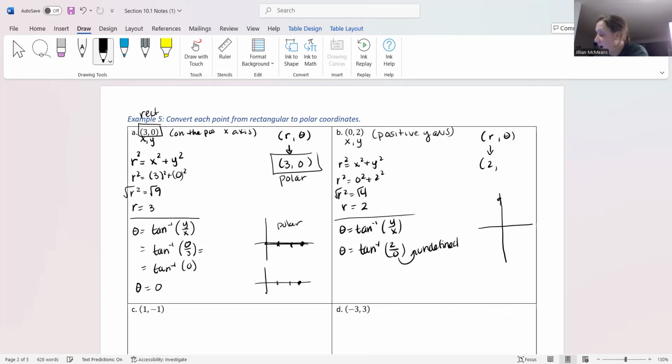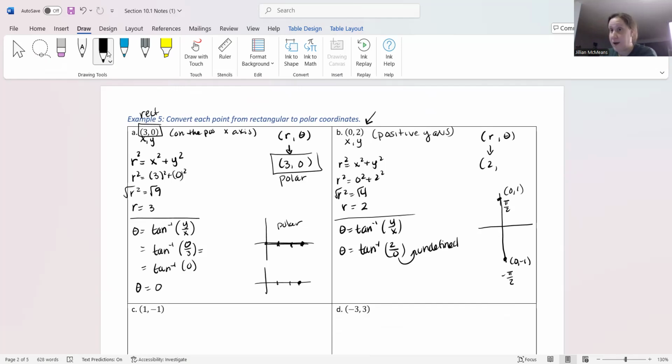So when we have pi over 2 radians, we have the ordered pair 0, comma 1. And at negative pi over 2 radians, remember we're talking inverse tangent, which is defined from negative pi over 2 to pi over 2. We have the ordered pair 0, negative 1. And tangent is undefined at both of these points. Okay? But remember, our original rectangular point was on the positive x-axis.